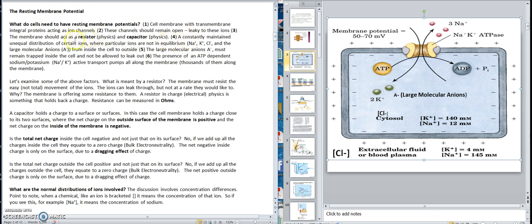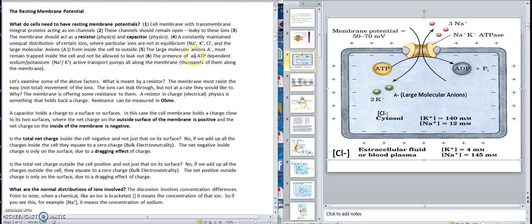A constantly maintained unequal distribution of certain ions, where particular ions are not in equilibrium: sodium, potassium, chloride, and the large molecular anions. The large molecular anions must remain trapped inside the cell. Remember, the large molecular anions are proteins made inside the cell on floating ribosomes. Proteins used outside the cell or in the cell membrane were made on fixed ribosomes on the rough ER, and would go through the Golgi. So these were made inside the cell, and they have a net negative charge. They're too big to get out.